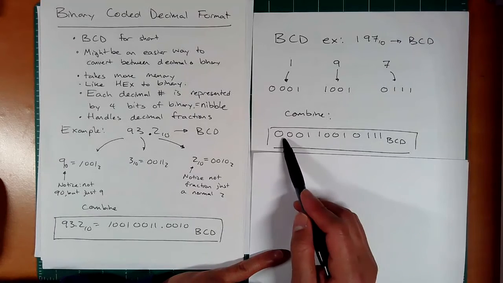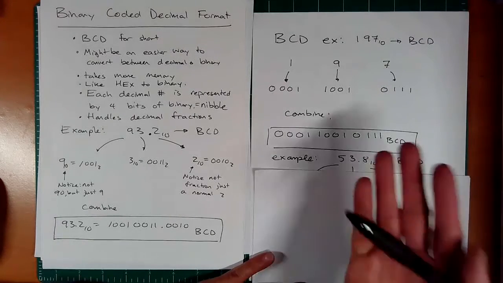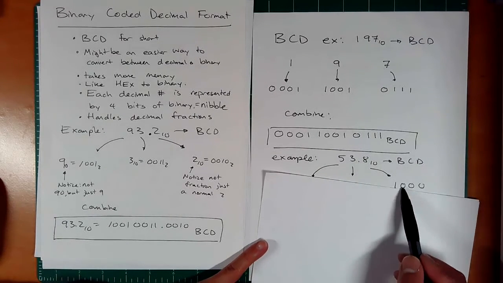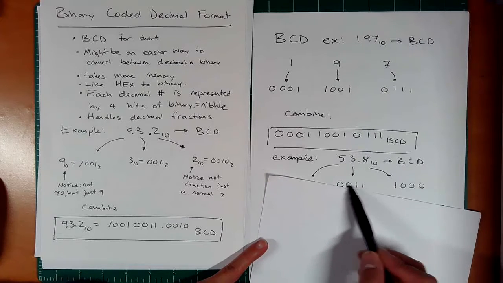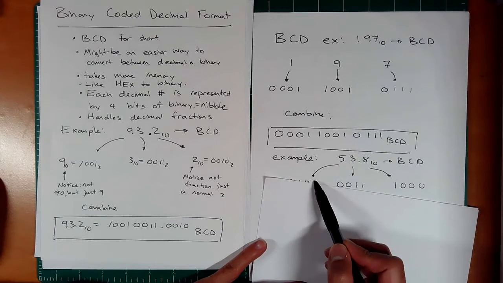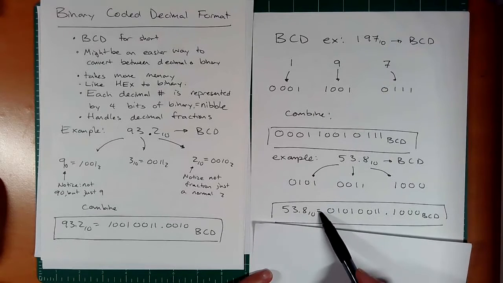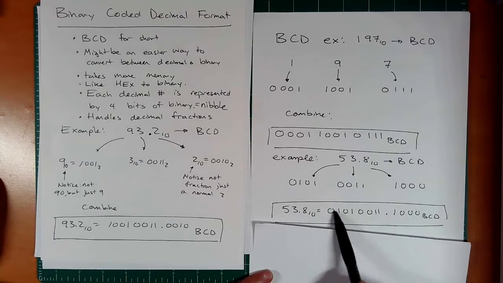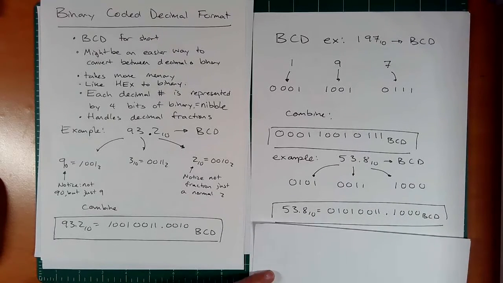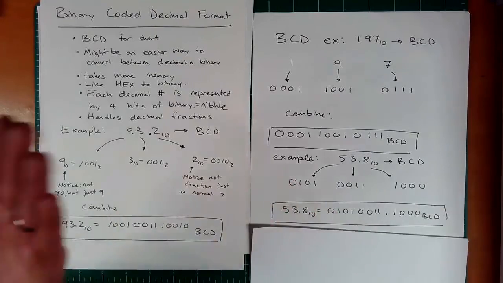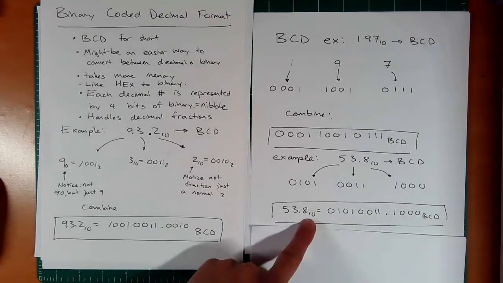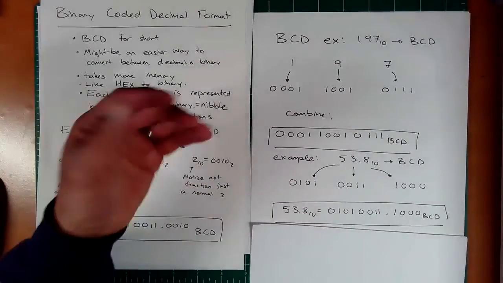Easy, right? Okay, and then the last one, let's do another one, 53.8. 5 we know is 0101, 3 is 0011, good. And this is going to be 8, which is 1000. Add it all together, or list them all together. Yep, you can see this is what 53.8 is, represented in binary coded decimal, but very inefficient in terms of memory because you're using way more bits than you would need to.